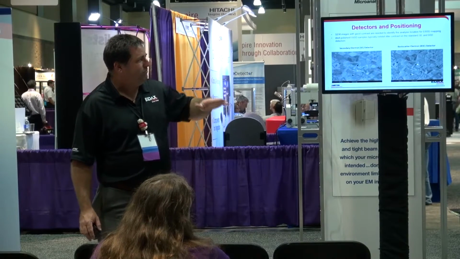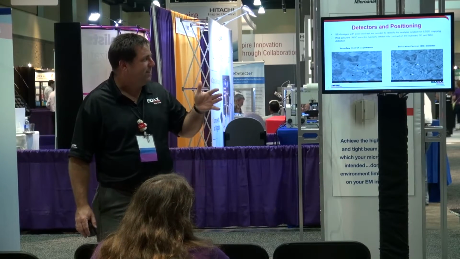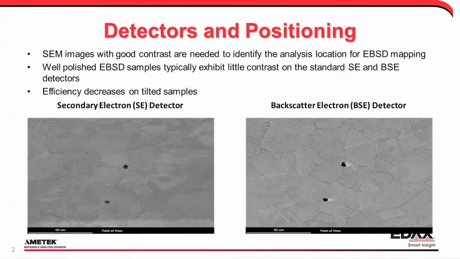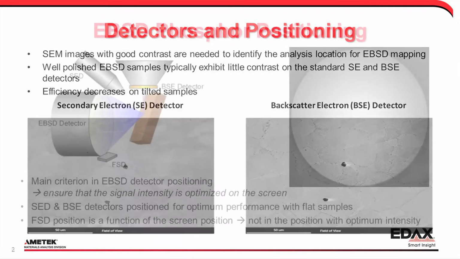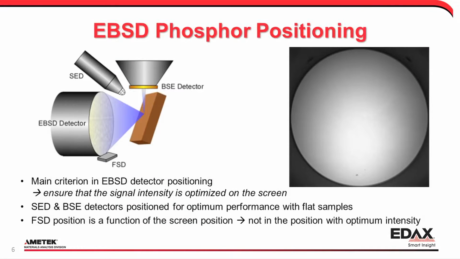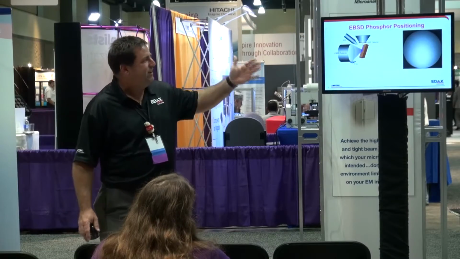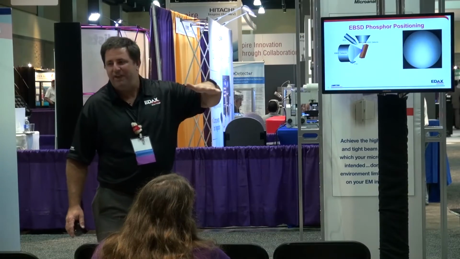But when we tilt for EBSD and we polish it really nicely, the efficiency of those detectors go down. We lose contrast in the signals. And so that makes sense. If you think about how things are arranged, when we've tilted the sample, we're tilting away from the regular imaging detectors. Your SE and your BSE are sort of optimized for a flat sample.